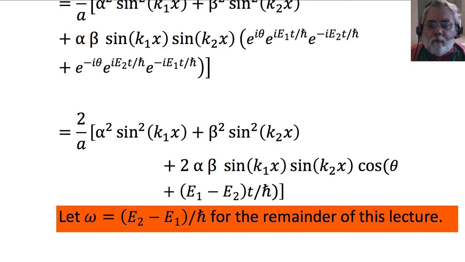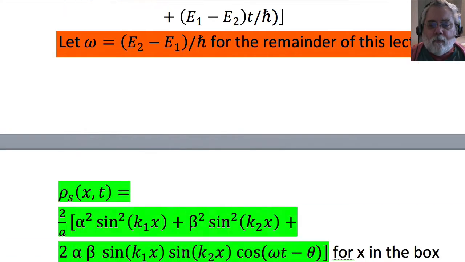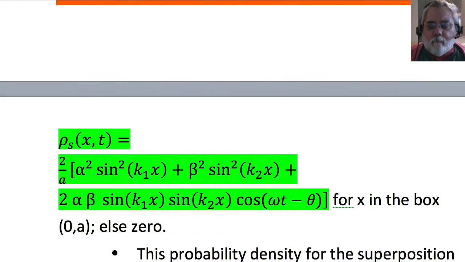Now for the remainder of this lecture, omega will be equal to E2 minus E1 over h bar. Those are the only two energies involved in our choice of which superposition state we want to look at. So here in green is the answer. Here is the probability density for that particular state, psi sub s.